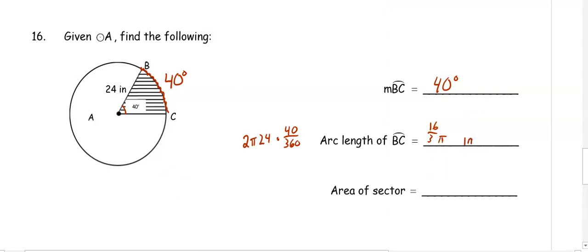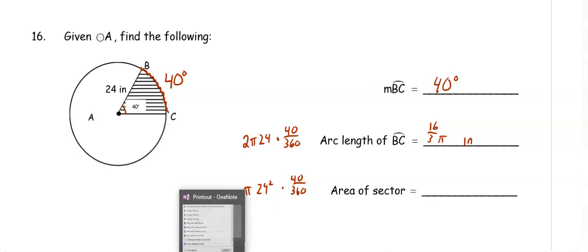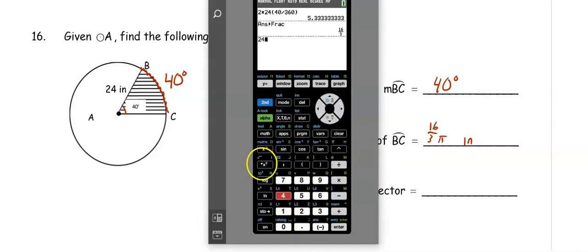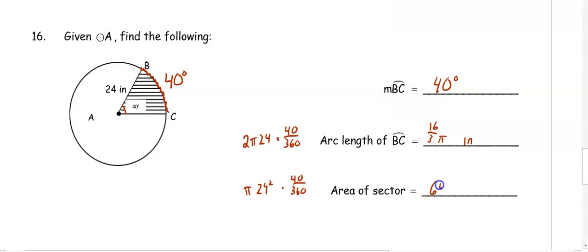For area of the sector, you're going to do the area of the circle, so pi 24 squared times 40 over 360. So in our calculator, 24 squared times parenthesis 40 divided by 360, and we get 64 pi inches squared.